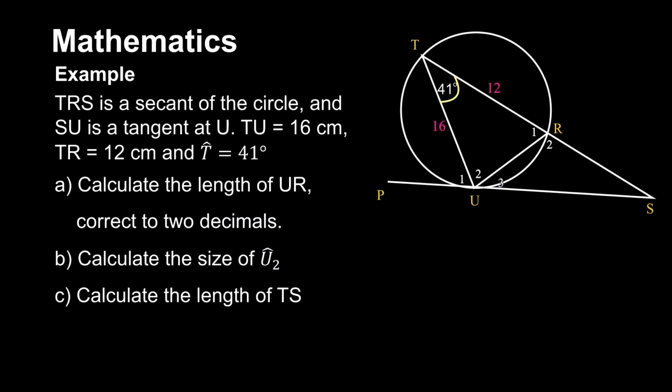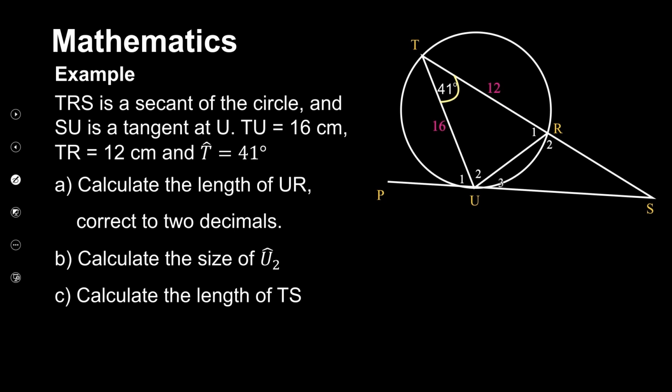In this example, they gave us that TRS is a secant of the circle and SU is a tangent at U. Furthermore, they give us that TU is equal to 16 centimeters, TR is 12 centimeters, and T is equal to 41 degrees. We are asked to calculate the length of UR, the size of U2, and the length of TS. Before we begin, let's first examine our diagram and see what information is given and how we can use it.